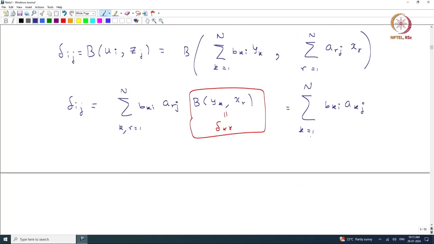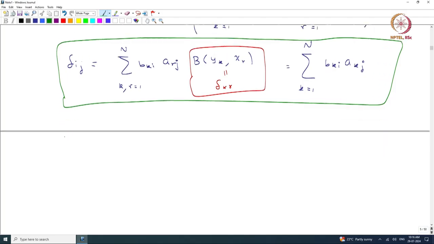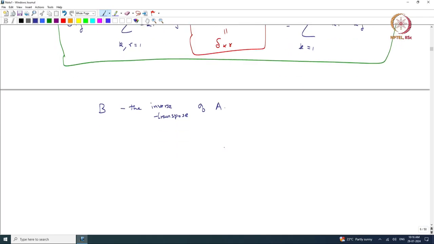So this equation tells you that these matrices A and B are closely related. Indeed, B is the inverse transpose of capital A. So let us just write this. B is the inverse transpose of capital A.